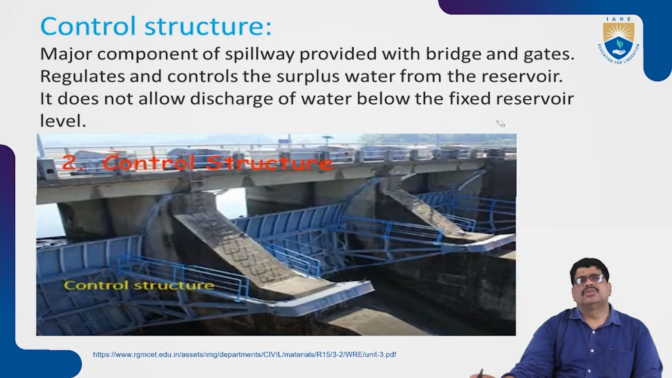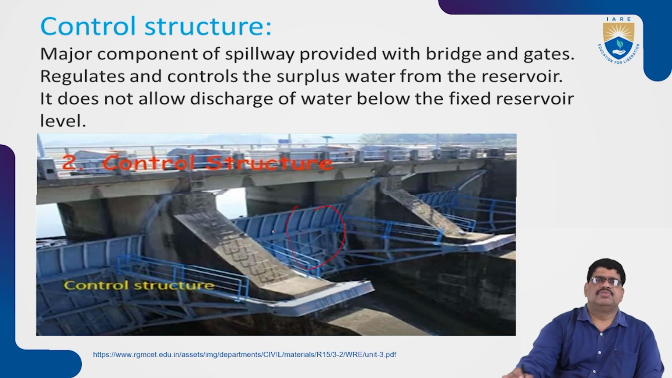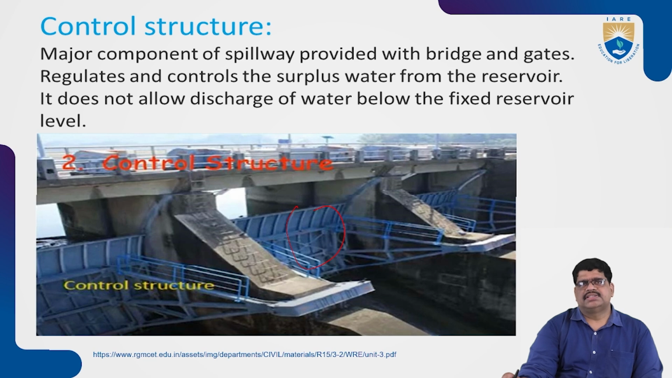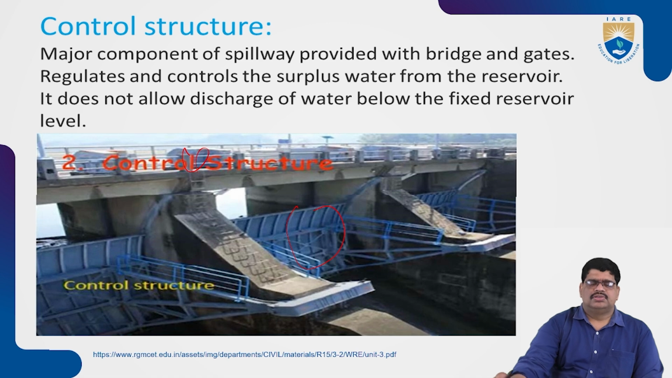Next one is the control structure. What is meant by control structure? The control structure is nothing but to control the overflow of water. Of course, as I showed in the previous slides, the gates are provided. The control structures will be operated from above. The lift gates will be lifted, and the bridges can be opened due to heavy floods. It regulates the control of the reservoir, and it does not discharge water below the fixed reservoir level. That is the main control structure.